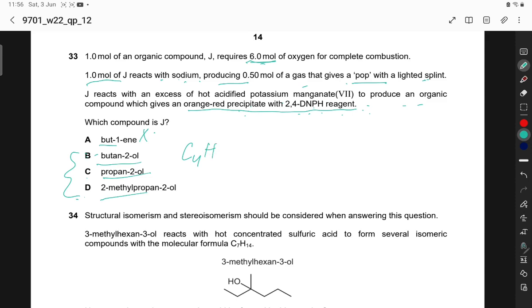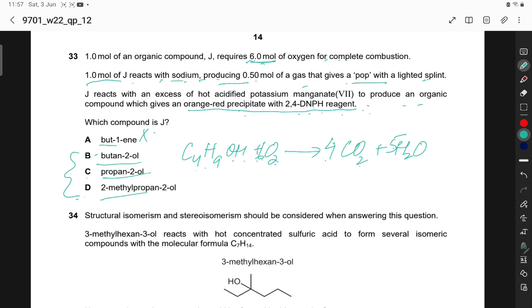Butanol, C4H9OH, reacts with oxygen in combustion to give carbon dioxide plus water. 4 carbon, 9 and 1 is 10, 5. So 4 twos are 8 and 5, 13. So 6 twos are 12 and 1. So this is the balanced reaction. 6 moles of oxygen is required.